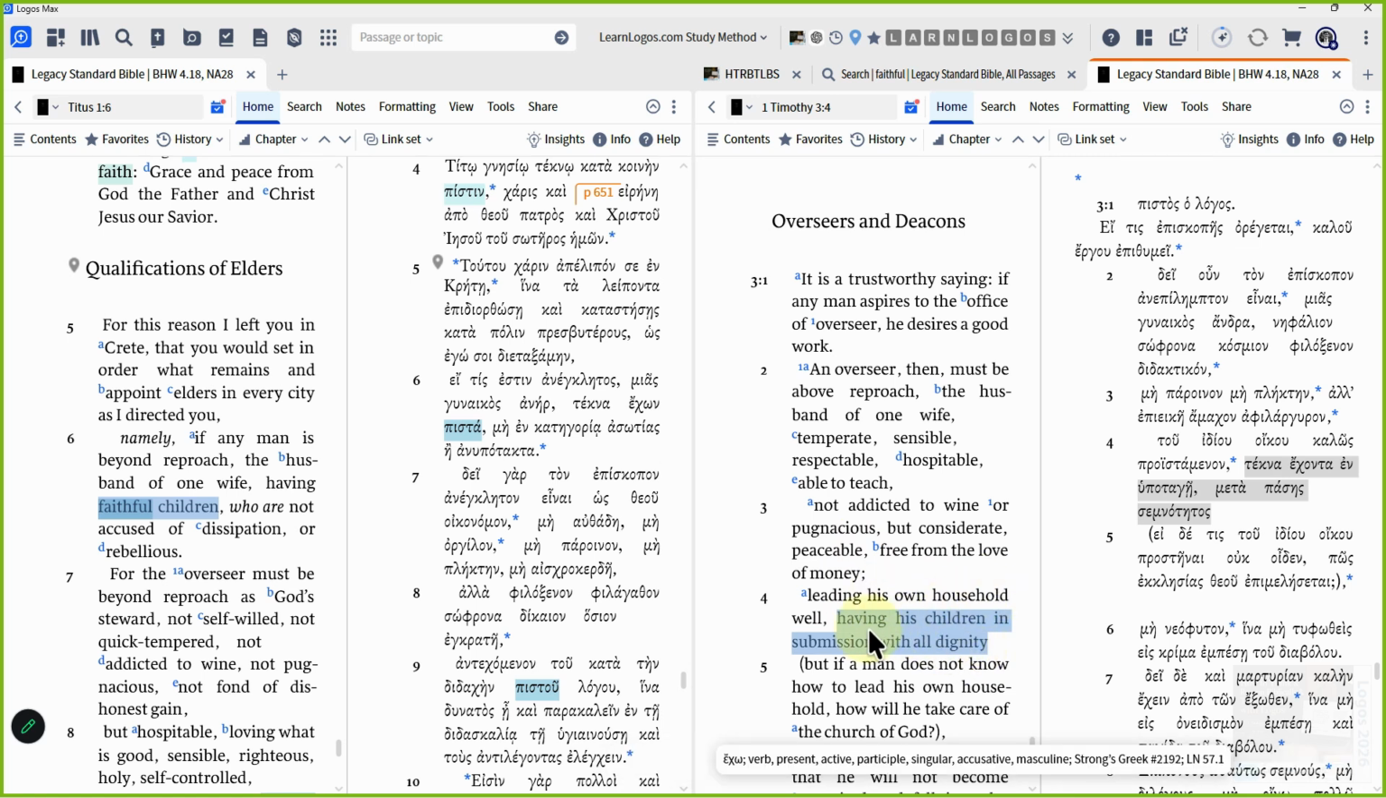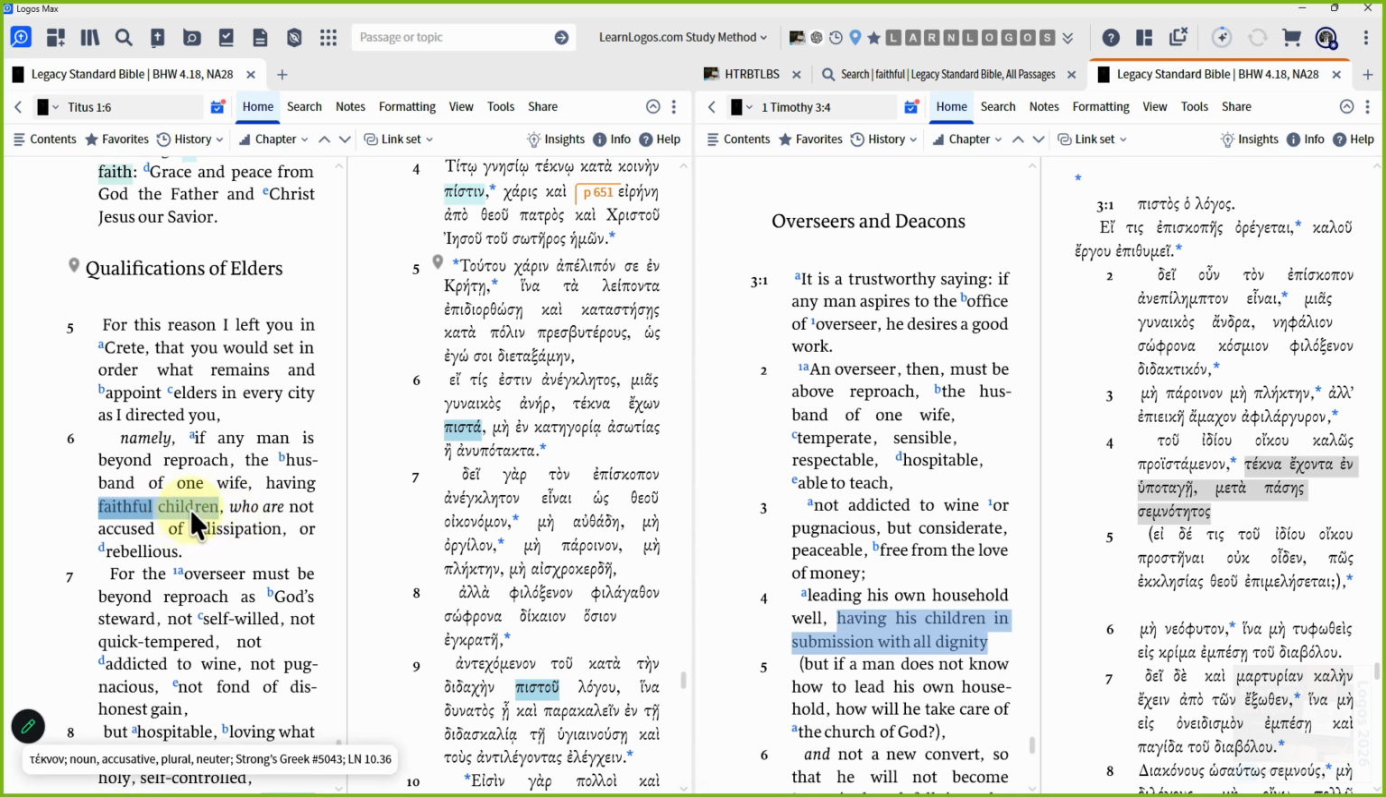Leading his own household, having his children in submission with all dignity. So faithful is being obedient children. And think of the incredible yoke that would be if every pastor had to have believing children. But there's many godly families who have unbelieving children. And if one of those families had a pastor as a father, that would disqualify. Now, I think the application would be identical with each view.